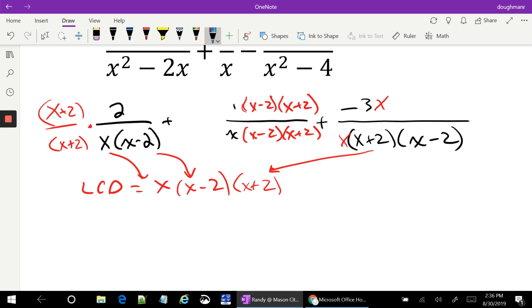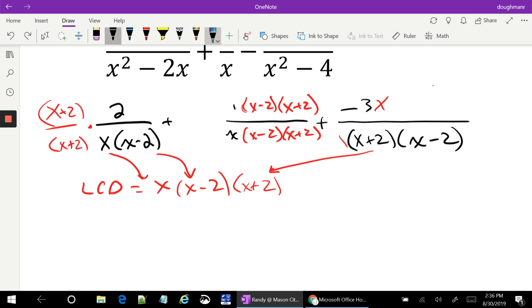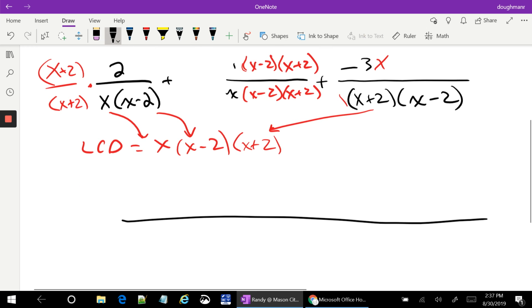And really pay attention to that negative sign. Now I took, instead of subtracting, I went ahead and made a plus and made the numerator a negative, so I know I'm not going to forget about it. So now what I want to do is start working with combining the numerators. All right, I know my denominator is x times x minus 2 times x plus 2.